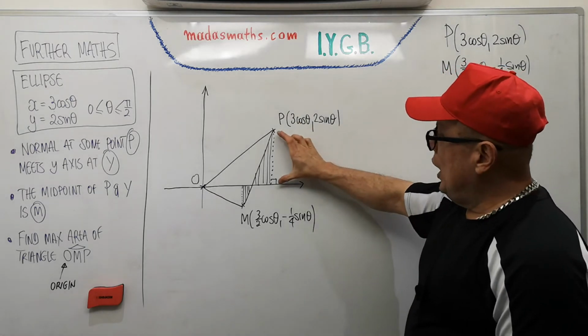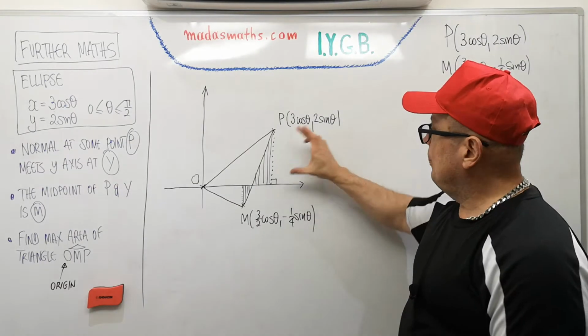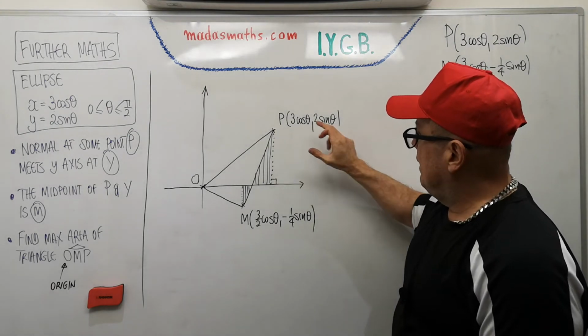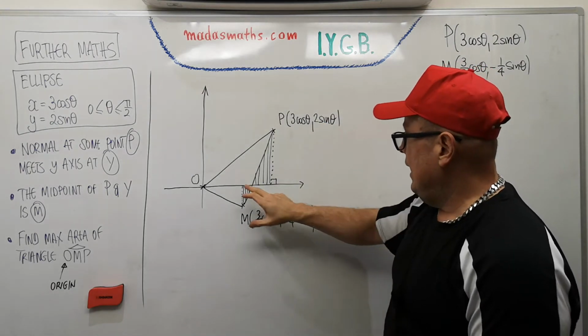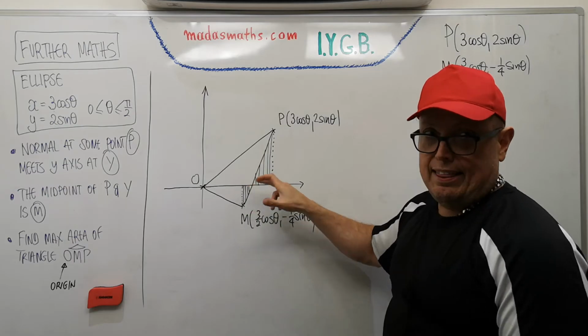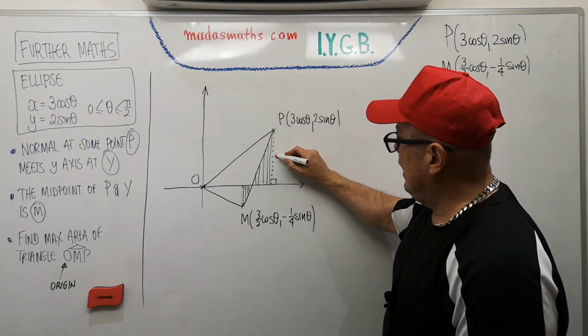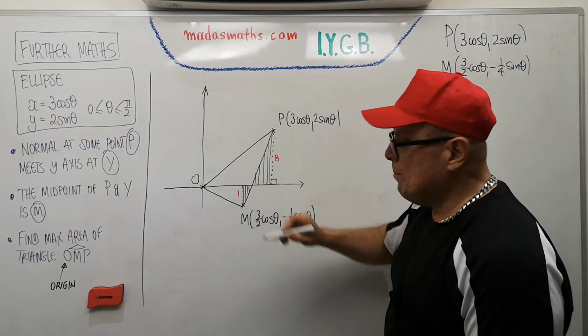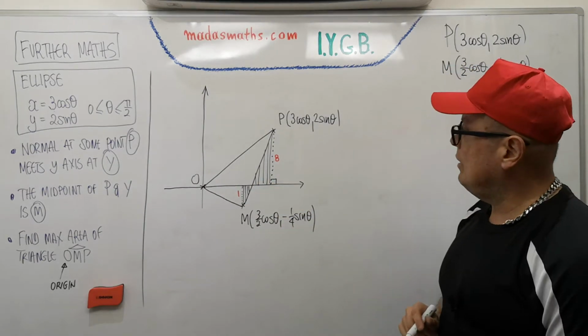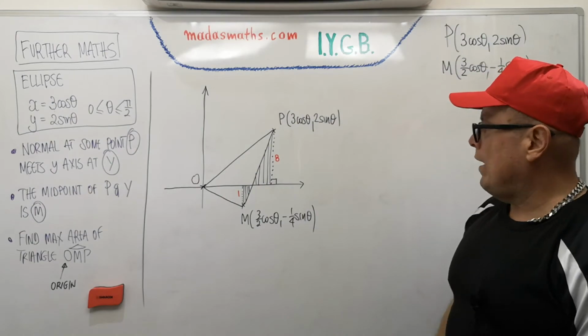Let's look at the heights. This triangle is quite clearly similar. So if we look at the heights, this is 2 sine theta here, and this is a quarter sine theta, forget about the minus. So that is in the ratio of 8 parts there and 1 part there. Okay, so that is definitely the scale factor.